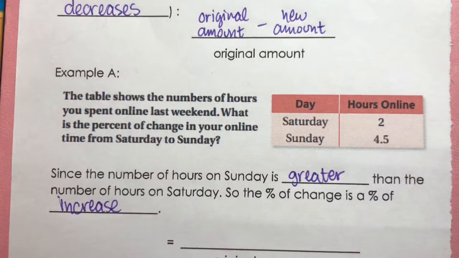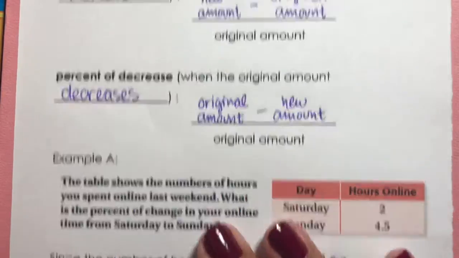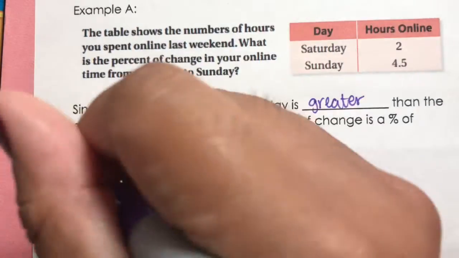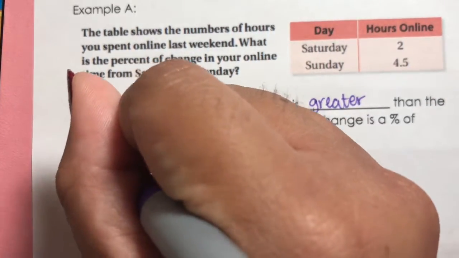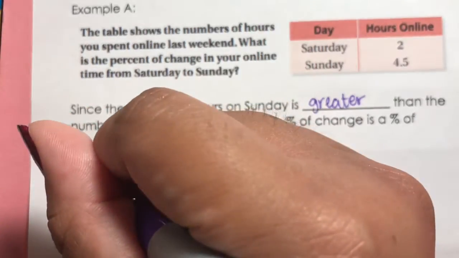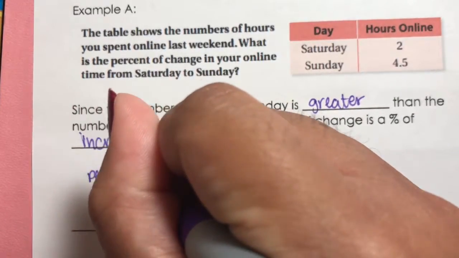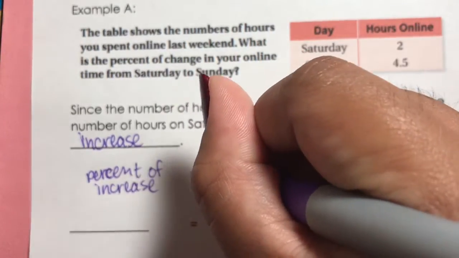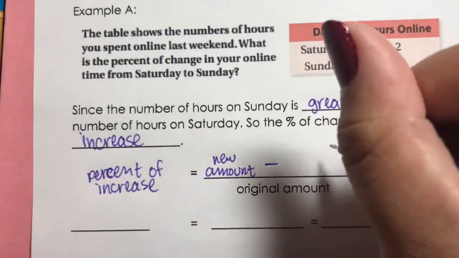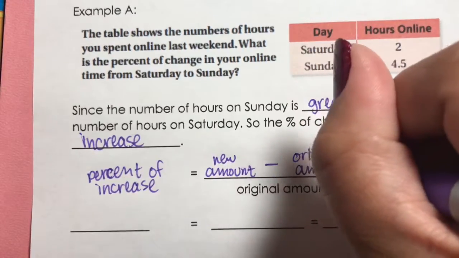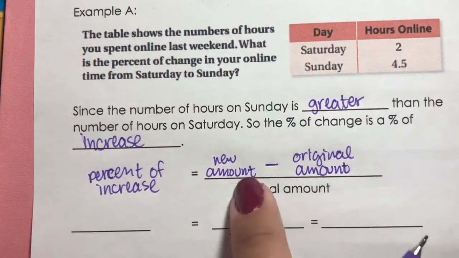Okay, so since it's a percent of increase, we need to use the formula for percent of increase, which is this one right here. So we're going to rewrite it again so we can remember, because this is something new, so we need to master it, and by mastering it we got to write it down, we got to practice it. So percent of increase equals the new amount subtracted by the original amount, all divided by the original amount.